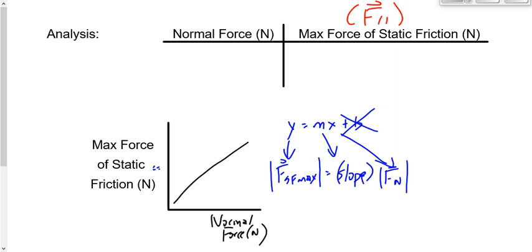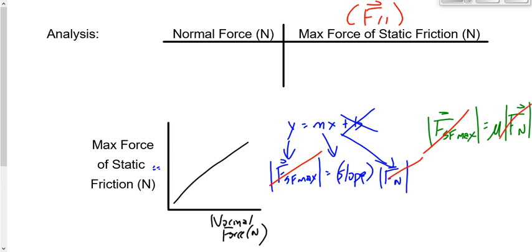Now, on your data sheet, you see an equation that says this: F_SF max is equal to mu times the normal force. So I've got an equation in blue here that comes from my graph, and an equation in green that comes from my data sheet. Now what I want to do is compare those two. I'm going to cross off F_SF max, because it appears in both the equation from the graph and the equation from my data sheet. I want to cross off Fn because it appears in both the equation from my graph and from my data sheet.